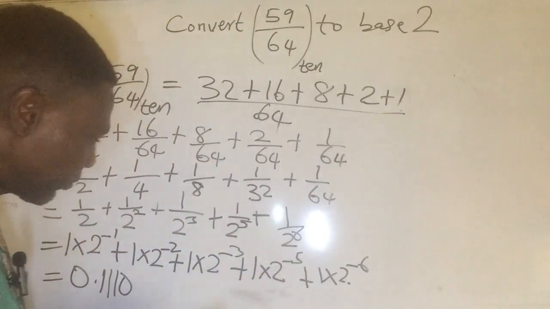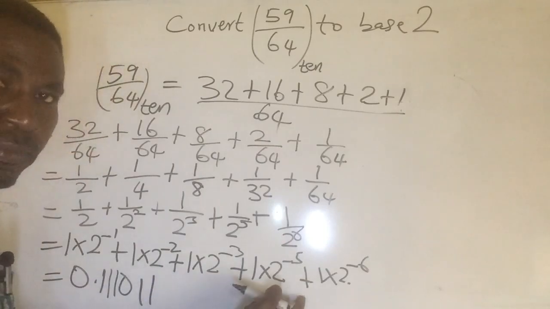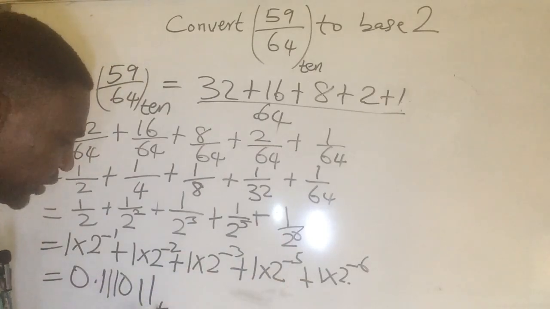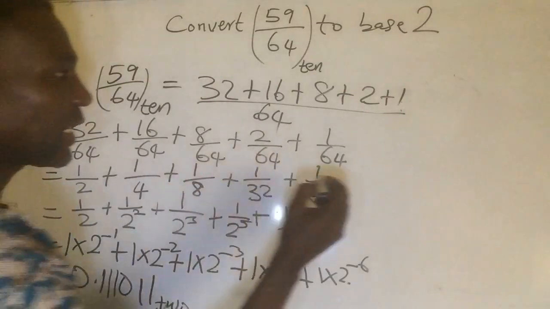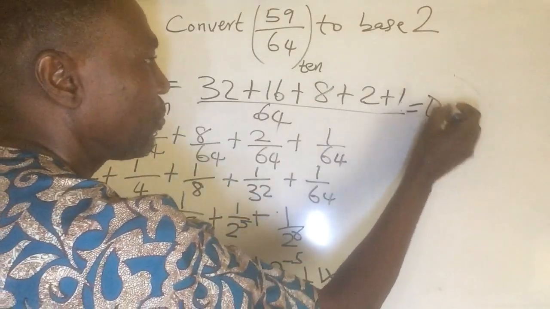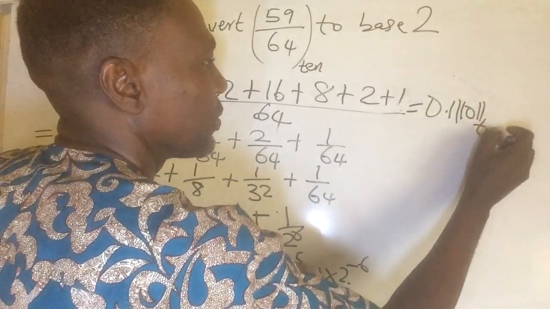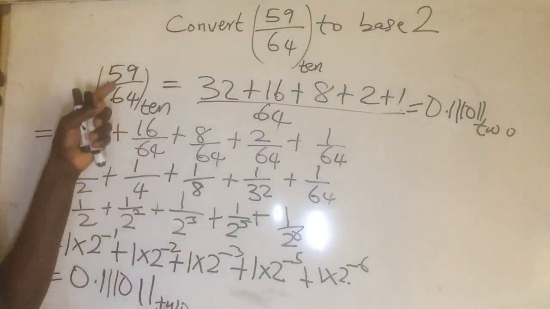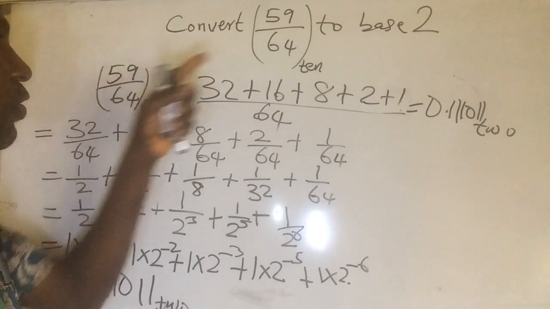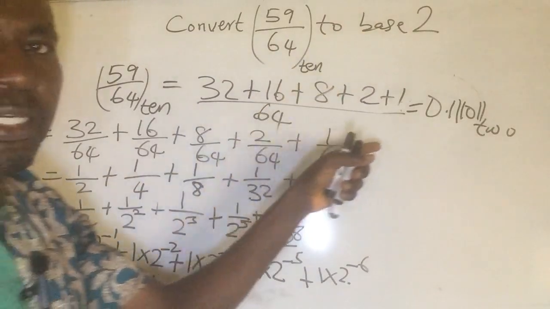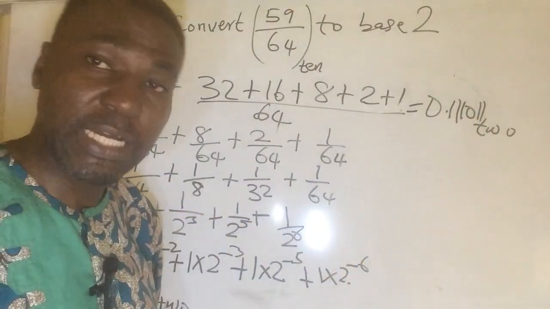The next one is the 5, which is 1 again. And the other one is 1, the last one. Base 2. So the final answer now will be 0.111011 base 2. So the answer of 59 all over 64 base 10, if we convert it to base 2, we will now get 0.111011 base 2. That's the answer.